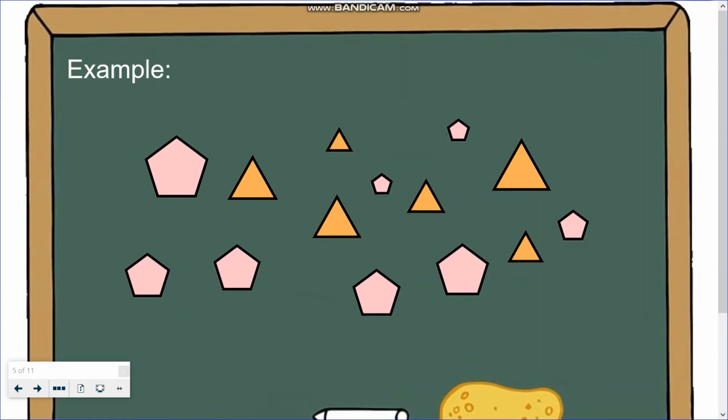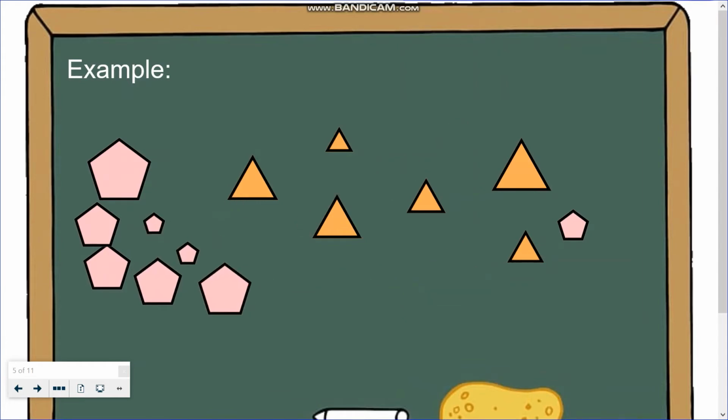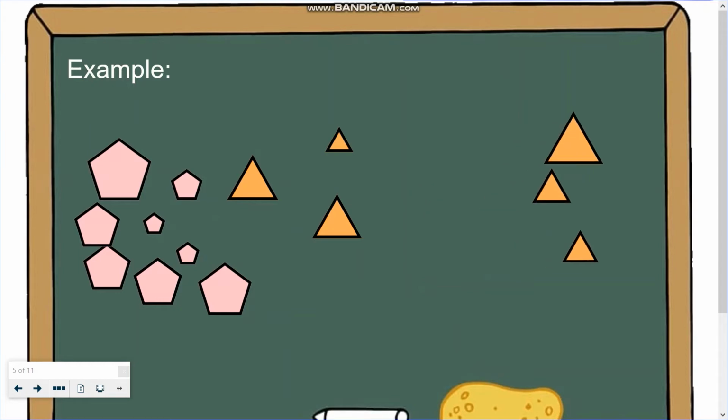Let's start with the pentagons. 1, 2, 3, 4, 5, 6, 7, and 8. There are 8 pentagons out of 14 shapes. Now let's count the triangles. 1, 2, 3, 4, 5, and 6. There are 6 triangles out of the 14 shapes.